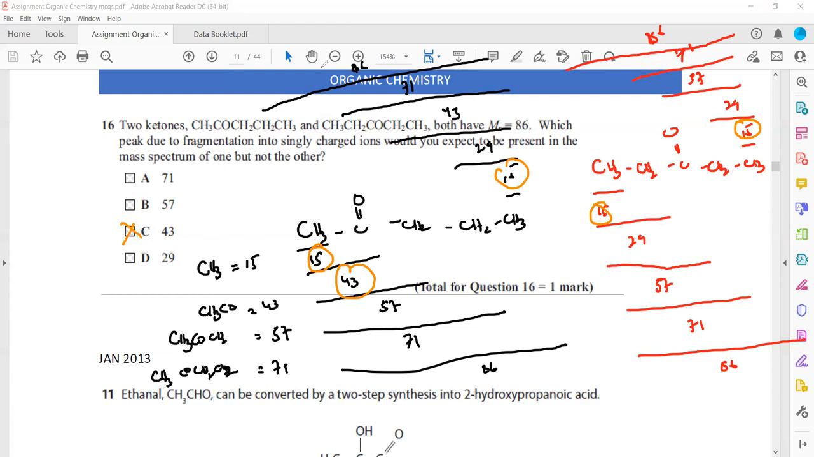But the rest, you can see 57 is there in this one, and 57 is there in the other one as well. 29 is there, here 29 is there. 71 is there, and 86 is definitely there because it's the molecular ion peak. So this is how we work out the number of possible fragments which are present in one and not present in the other. Is it clear?